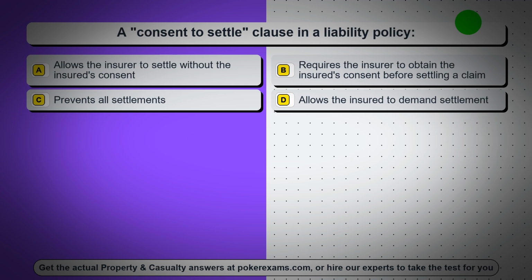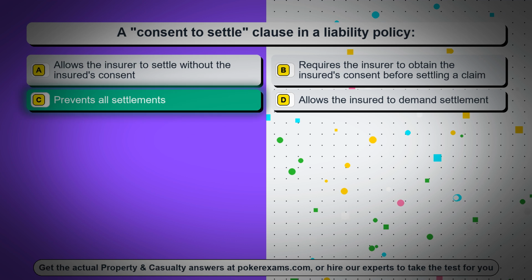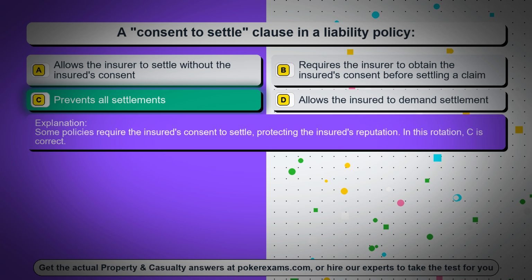Question 93. A consent to settle clause in a liability policy: Option A, allows the insurer to settle without the insured's consent. Option B, requires the insurer to obtain the insured's consent before settling a claim. Option C, prevents all settlements. Option D, allows the insured to demand settlement. The correct answer is option C, prevents all settlements. Some policies require the insured's consent to settle, protecting the insured's reputation. In this rotation, C is correct.